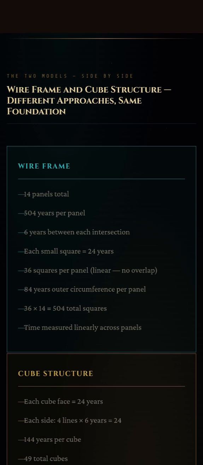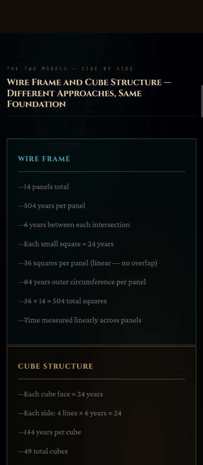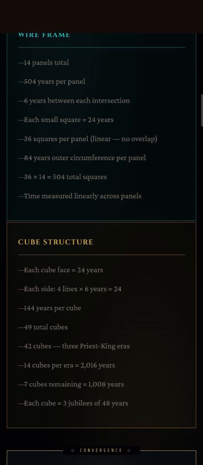Inside each panel there are intersections with 6 years between each one. Each small square formed by the structure is 24 years, 36 squares per panel, measured linearly, not as overlapping area. Time runs across the wireframe in a straight line, not in stacked layers. 36 times 14 equals 504 total squares across all panels. The outer circumference of each panel is 84 years.